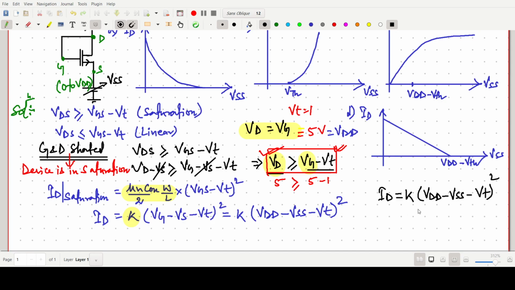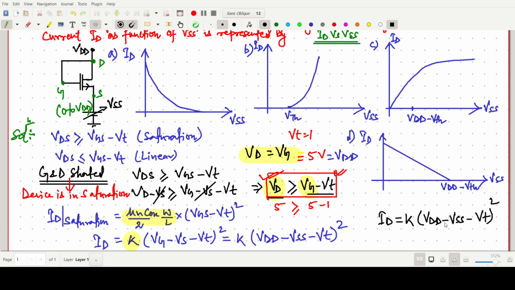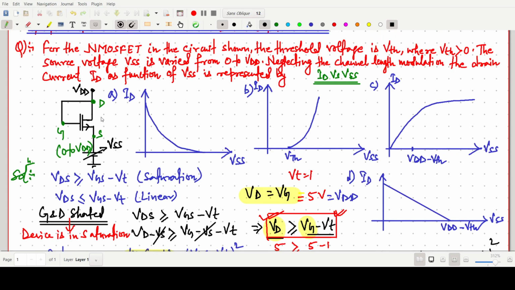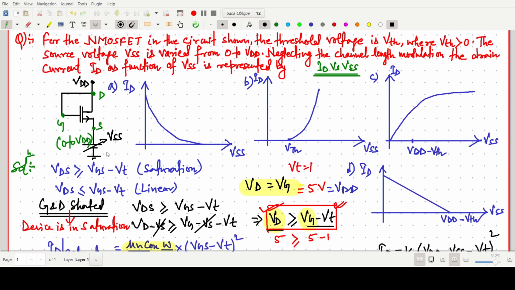Now we have to plot. Here we observe that ID equals K times x square, means a square law it will follow. Now from this picture we can observe that this VSS value will vary from 0 to VDD.